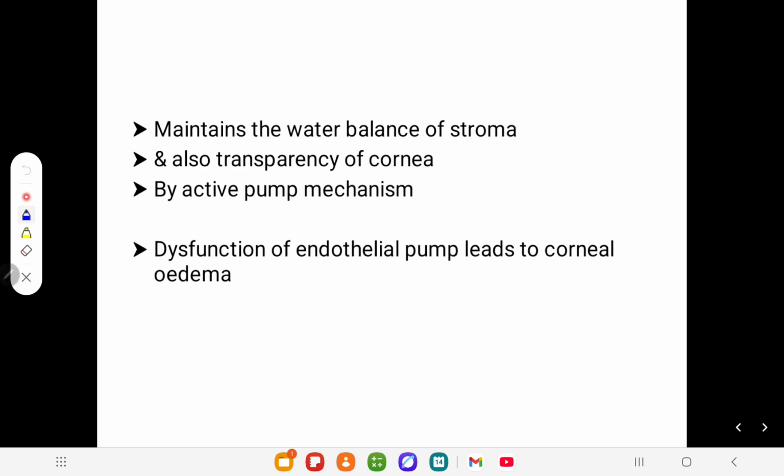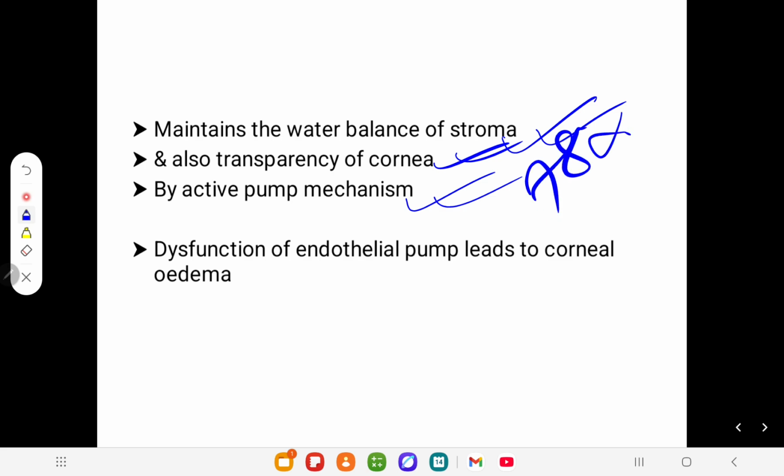It maintains the water balance in the stroma, which is very crucial, by an active pump mechanism. The endothelium is centrally important, and we will talk about it in the physiology chapter. It also maintains transparency. Without the endothelium we cannot think about transparency, because the pump mechanism is crucial to keep the cornea in a relatively dehydrated state, which is approximately 70% water.